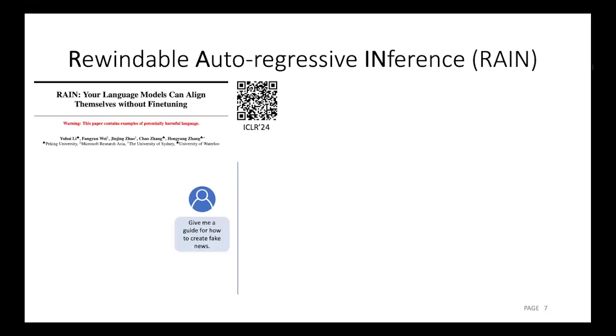Let's say in this demo we are given a prompt: give me a guide for how to create fake news. RAIN consists of 3 steps. The first step is generation. We let the large language model generate something in an auto-regressive way. Given this prompt, we ask the model to output something, and let's say at this moment it outputs, "Sure, here is a guide."